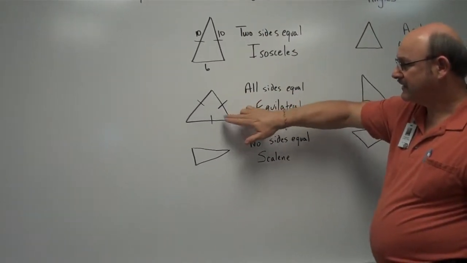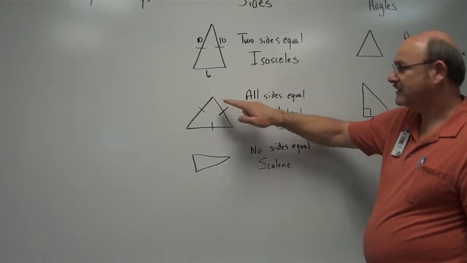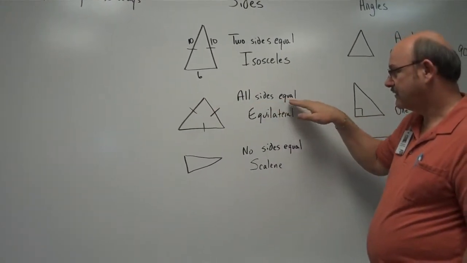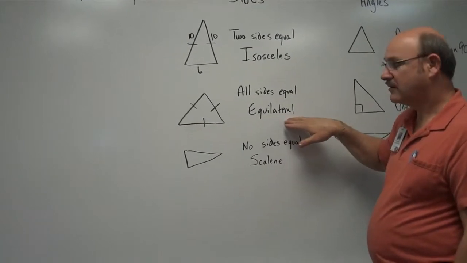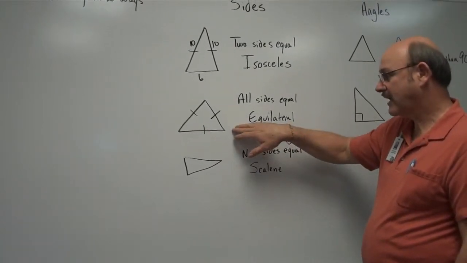Down here, I have a tick mark on all three lines. That means all three sides are equal. All sides are equal. This is called an equilateral triangle.